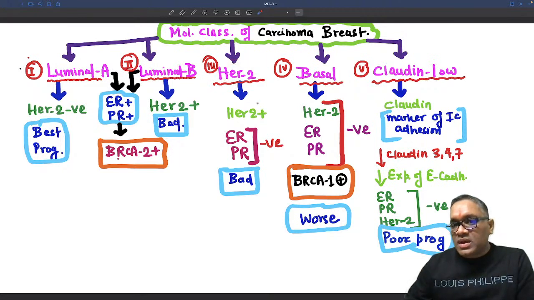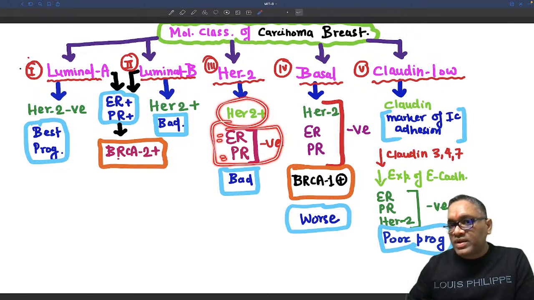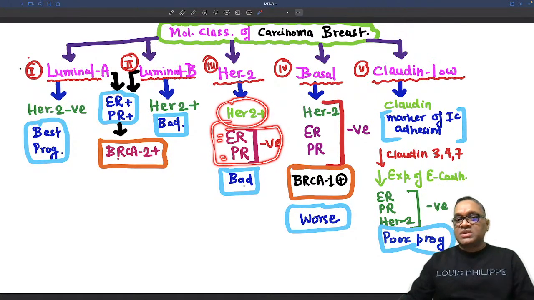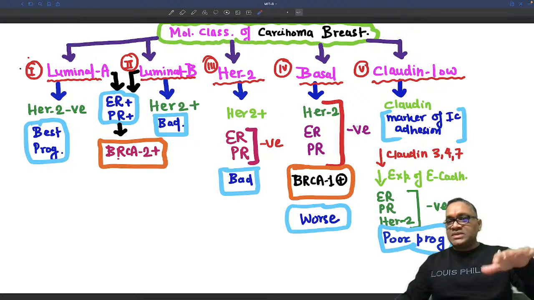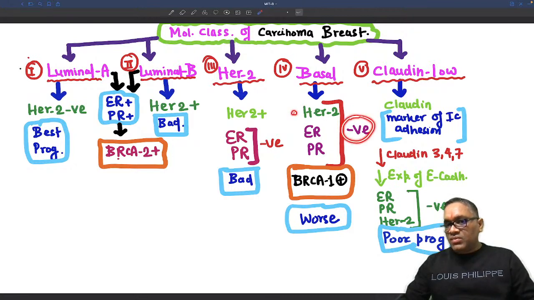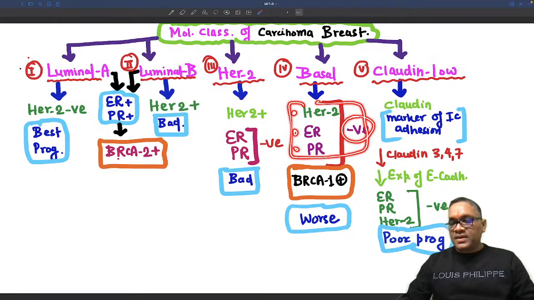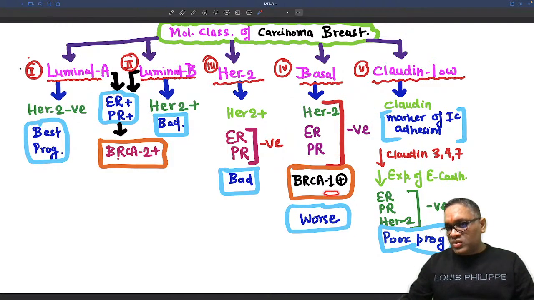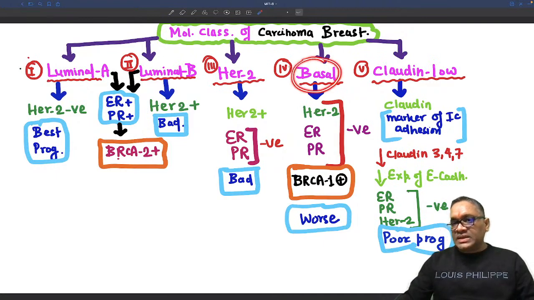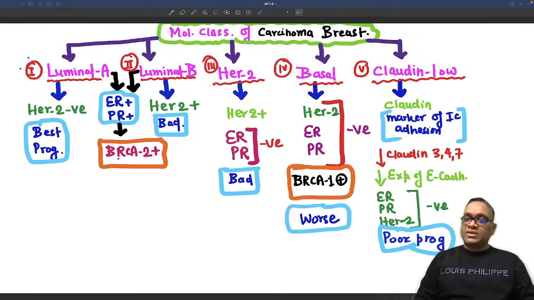Now come to the HER2. HER2 breast cancer will be HER2 positive only. That is why HER2. So ER/PR will be negative. So now you can see ER/PR negative, HER2 will be positive. So as I said, HER2 positive means bad prognosis. Basal. Basal means at the base. At the base, everything will be 0. Negative. HER2, ER, PR, all are negative. Right? All are negative. So basal, all are negative. Basal and BRCA1 positive. And basal is having the worst prognosis amongst all cancers of the breast, right?